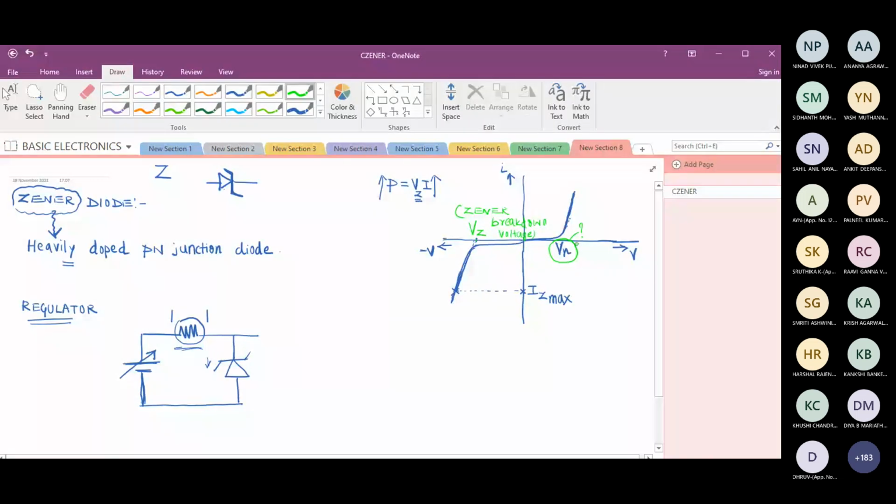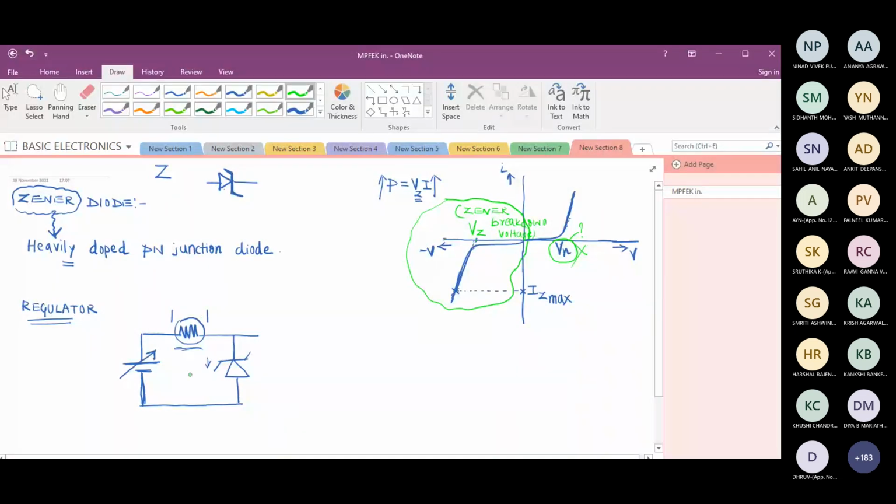Okay. This is just the VI characteristics. Just to show you, I had drawn it. Otherwise, always when I say Zener diode, what must come to your mind is this part, nothing else. Is this fine? Okay, sir. So this resistor will limit the current. Across this resistor, we are going to get some voltage.